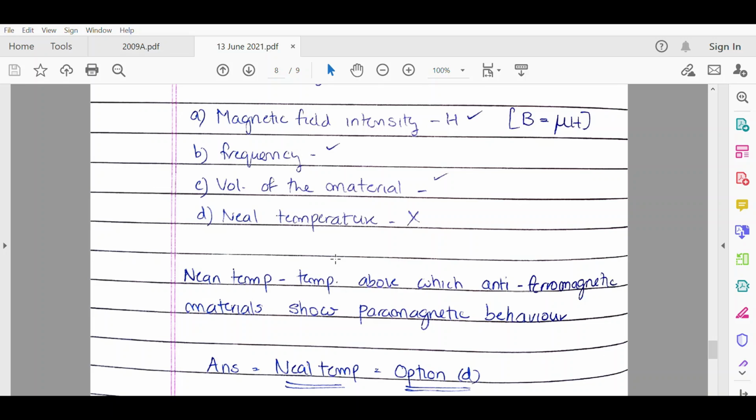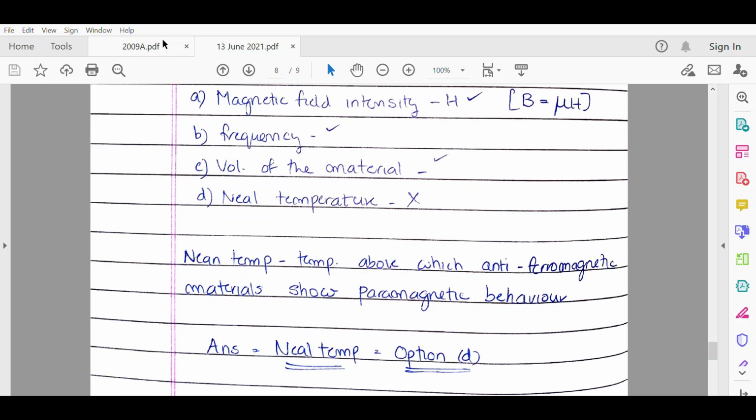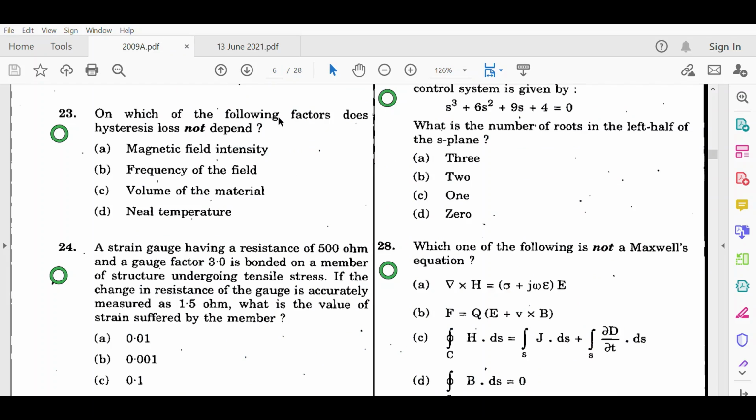So this is the explanation for Néel temperature, and we will just see the question once more. So they have asked us on which all factors the hysteresis loss does not depend. So it does not depend on Néel temperature. The option D is the correct answer.